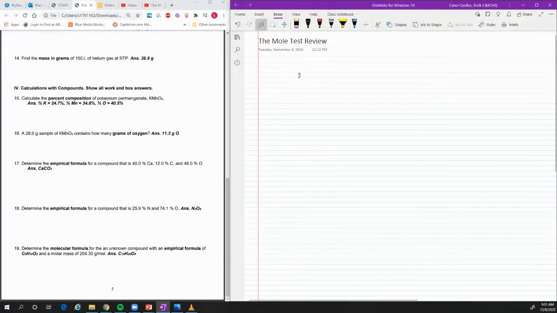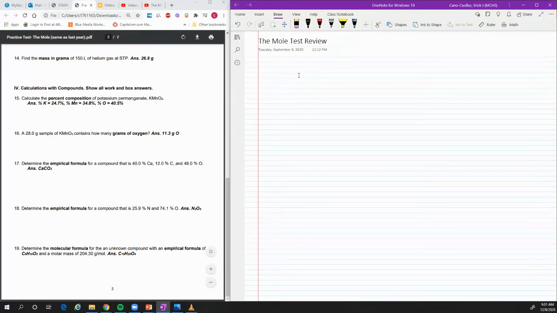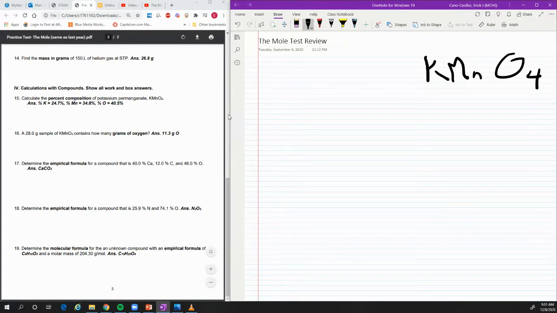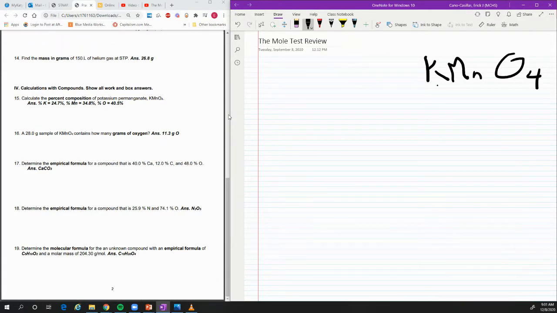Number 15 says calculate the percent composition of potassium permanganate. Here I'm being nice and giving you the formula again, so let's write that down. It's KMnO4. Now the answer is already here. We're going to figure out how to get here. This problem is actually really easy. We just have to figure out how heavy KMnO4 is. We have to figure out the molar mass, and after that, it's pretty straightforward.